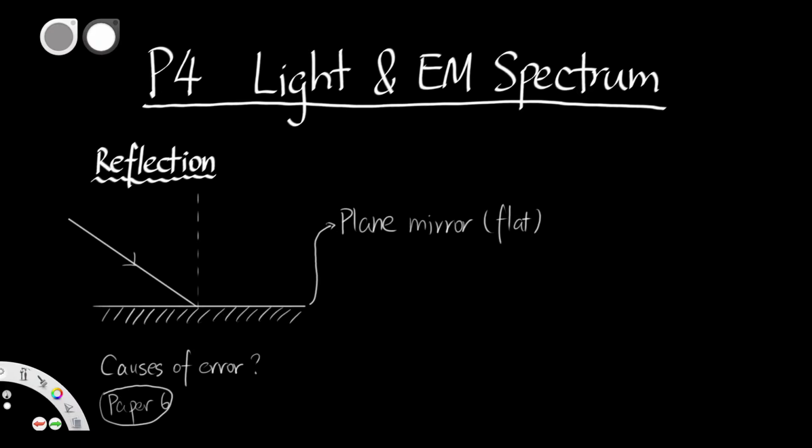So let's start off by considering this scenario. We have a plane mirror. Well, we know that a plane mirror is just another name for a flat mirror. So it's flat on the surface, it's not curved, not inwards, not outwards, just flat.